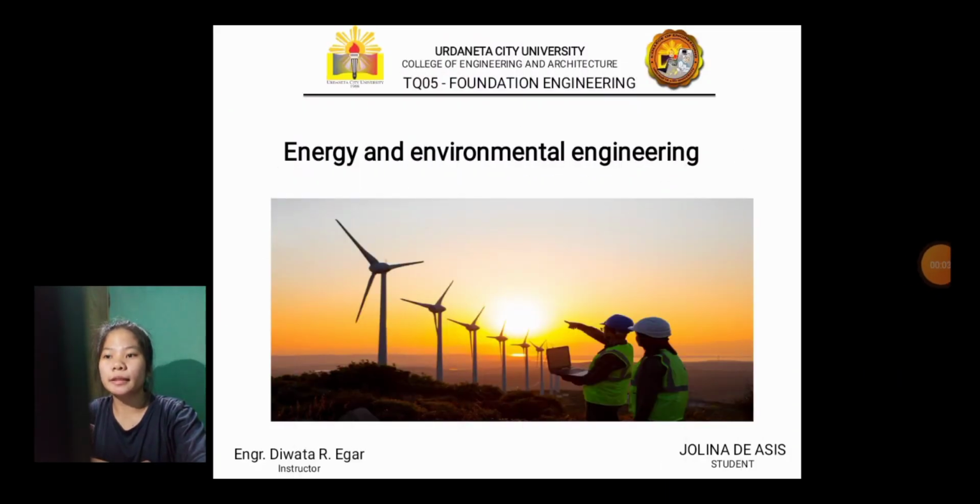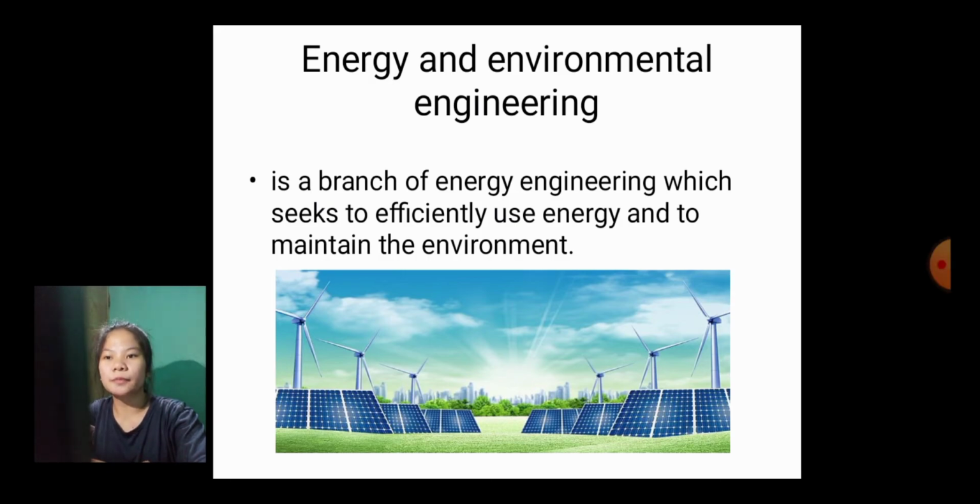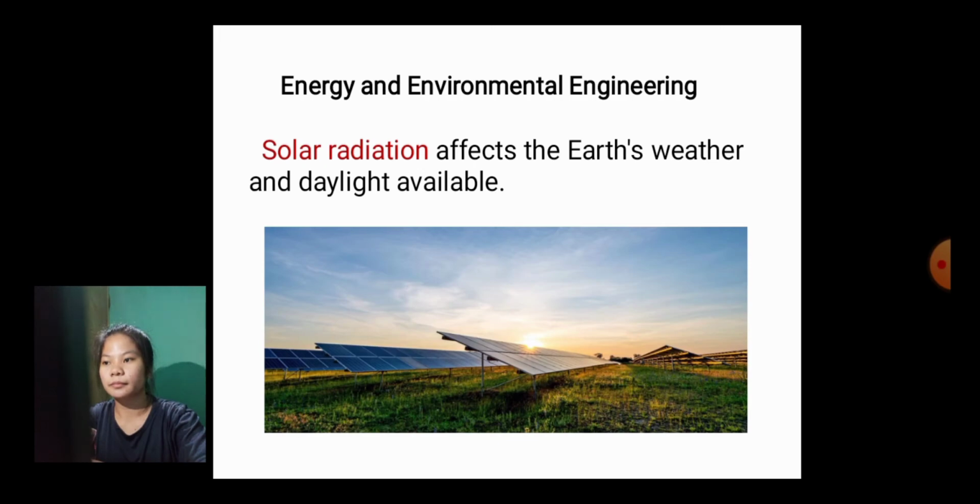Energy and environmental engineering is a branch of energy engineering which seeks to efficiently use energy and to maintain the environment. Energy engineers require knowledge across many disciplines. Careers include work in the built environment, and the renewable and traditional energy industries. In this area, solar radiation is important and must be understood. Solar radiation affects the Earth's weather and daylight available. This affects not only the Earth's environment but also the smaller internal environments which we create.